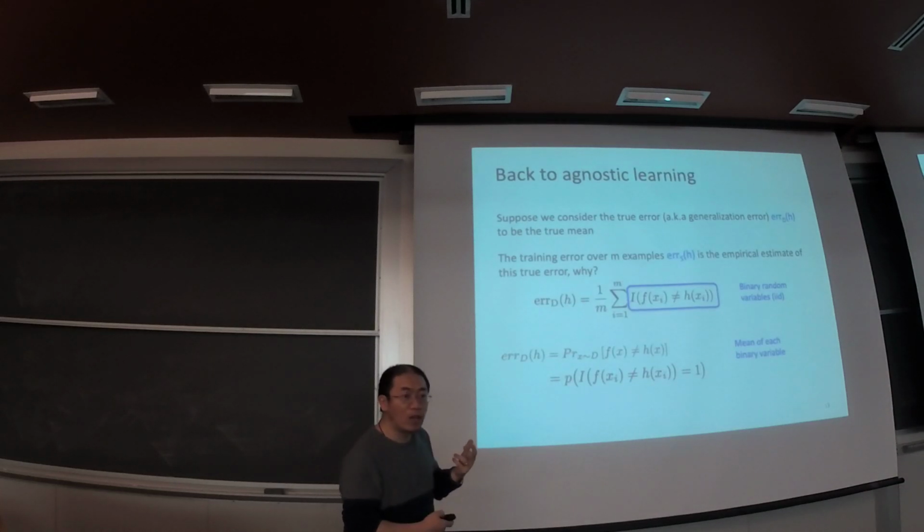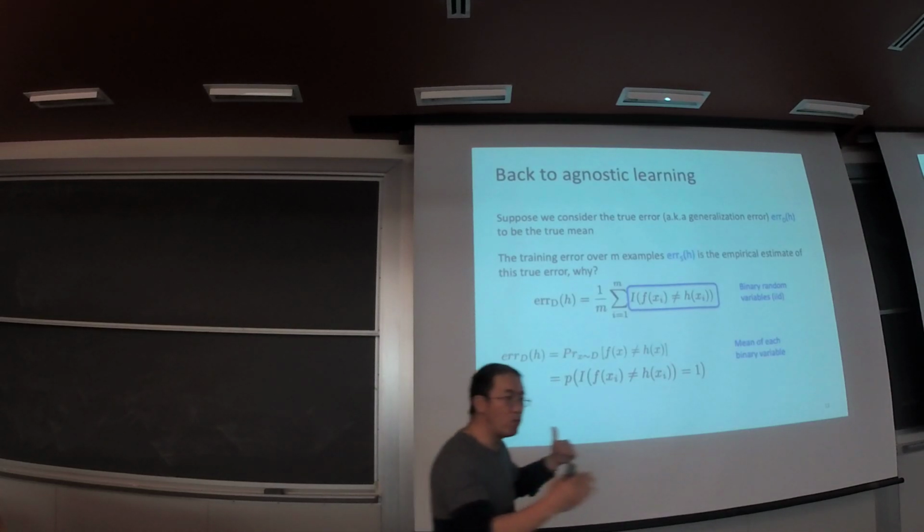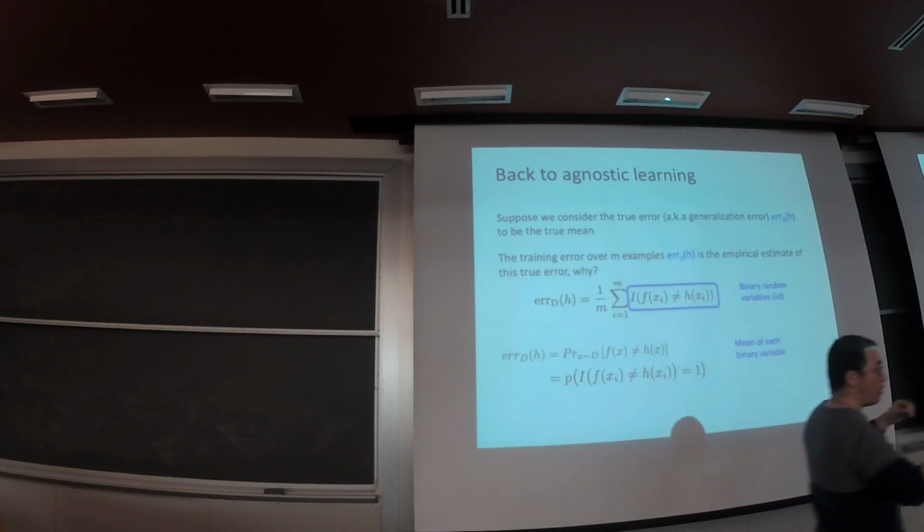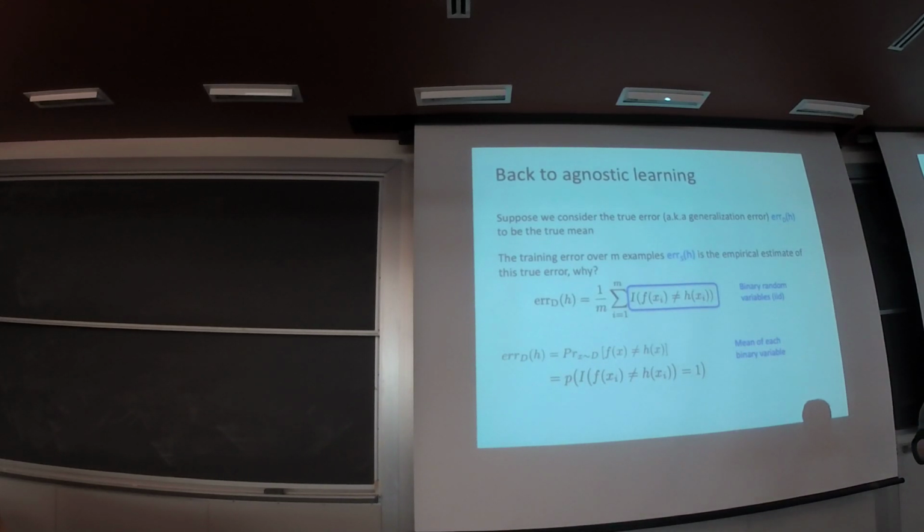So now let us look at how we can use this bound to derive the relationship between the training error and the true error. We find that if we consider the true error, that is the generalization error, as some true mean, we can see that the training error over m training examples is essentially the empirical estimate of the true error.